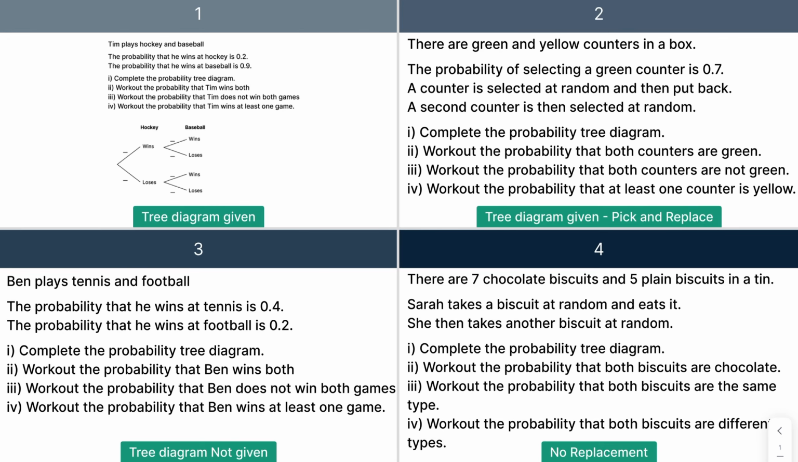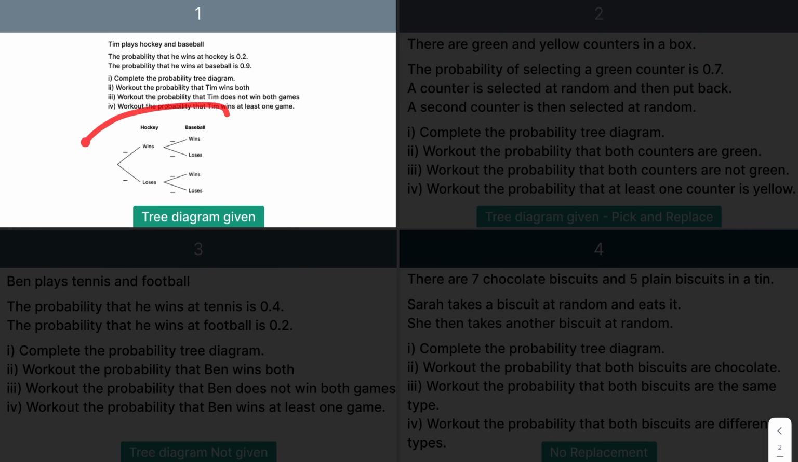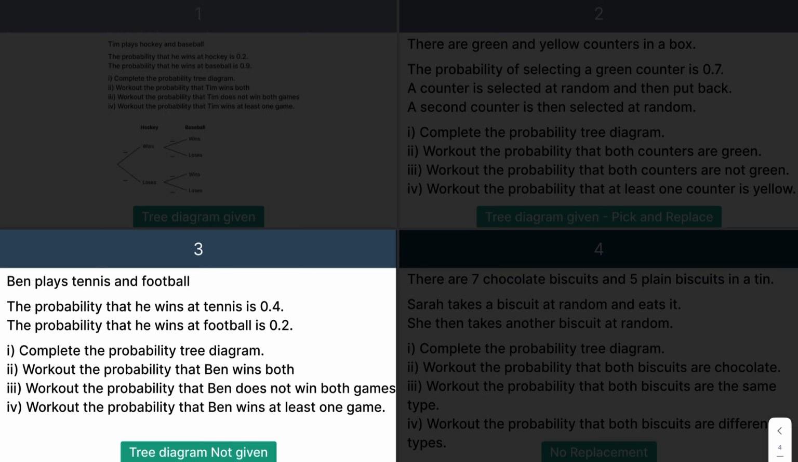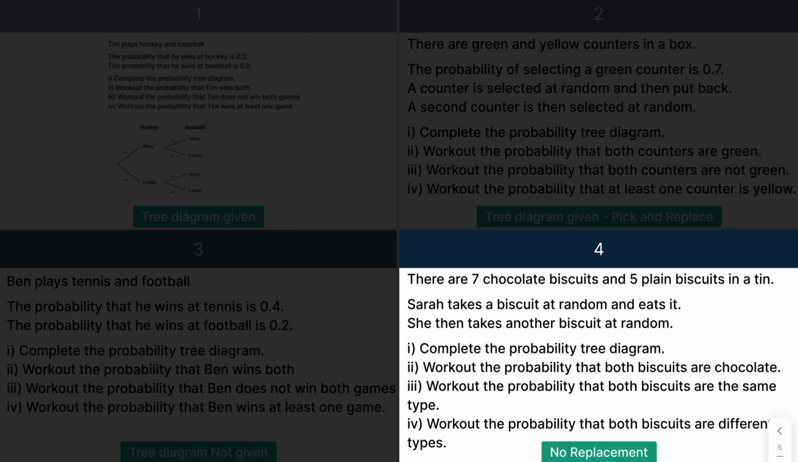Tree diagrams is what we're going to look at in this video. It's split into 4 parts. So first we're going to start off by looking at examples where a tree diagram has been drawn for us. We're then going to move on to looking at examples with pick and replace. We're then going to look at examples where a tree diagram has not been given. And finally, we're going to look at examples with no replacement, where something's been taken out and not been put back in.